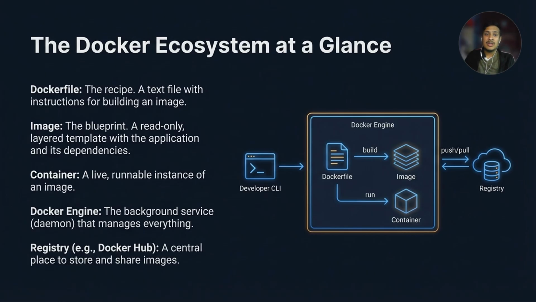Then comes the registry, which is a storage library just like GitHub for Docker images. Docker Hub is the most famous example, acting like GitHub for Docker images. All this is orchestrated by the Docker engine, the background daemon that manages the containers and everything on your machine.